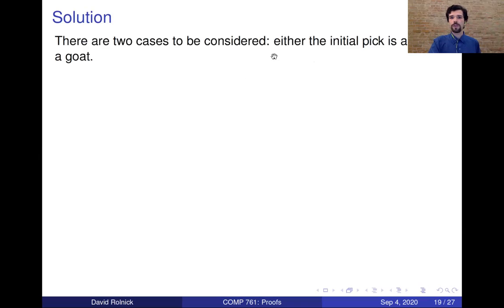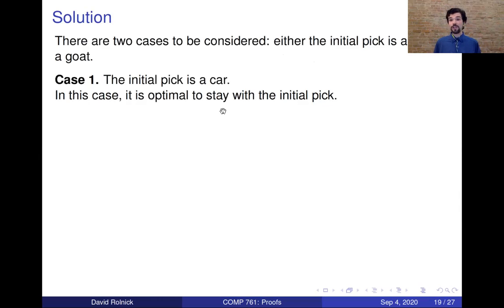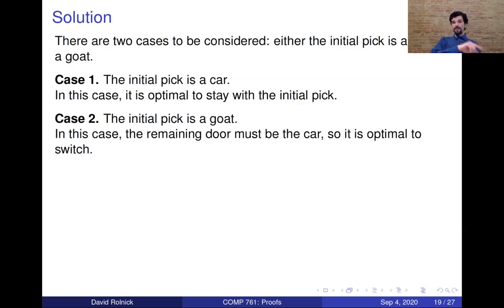So if you're doing it this way with cases, case one: the initial pick is a car. In this case, clearly you should stay. That is the correct strategy. In case two, the initial pick is a goat. In that case, the remaining door must be the car because there are two goats and one car, right? So the host, who's Monty Hall, picks the other goat, and so you should definitely switch. So it's optimal to switch in that case.